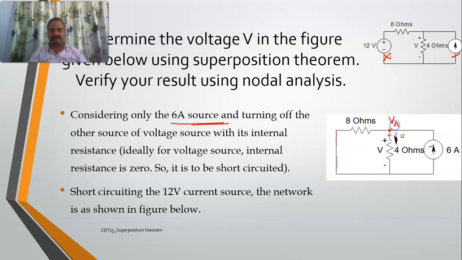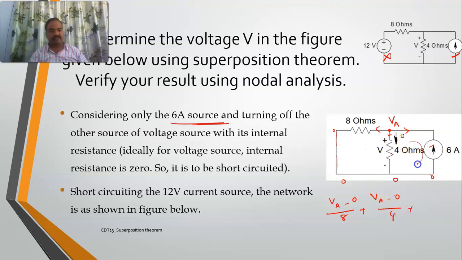VA. This is 0, this is 0, this is 0. So this is by default 0. This is A. This is also no problem. So how many paths are there? 3 paths are there. So (VA minus 0) by 8 plus (VA minus 0) by 4.